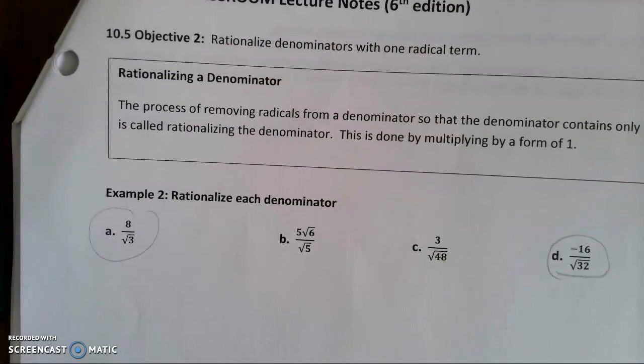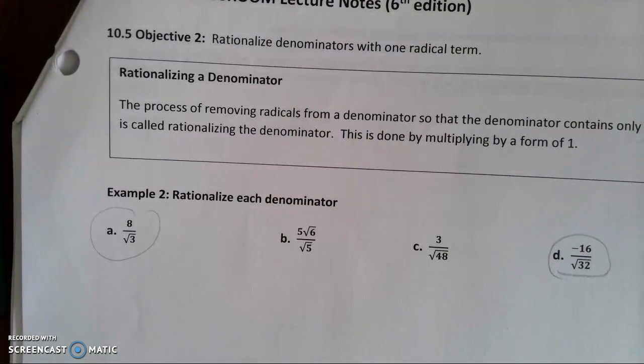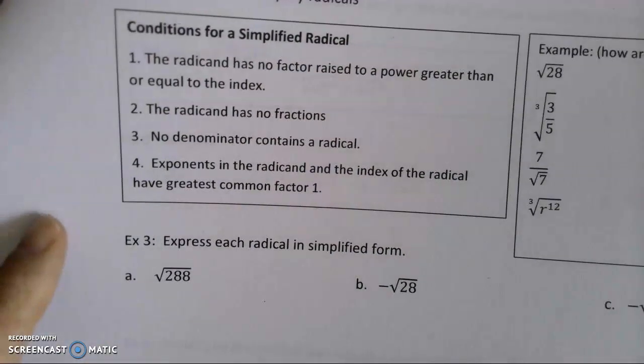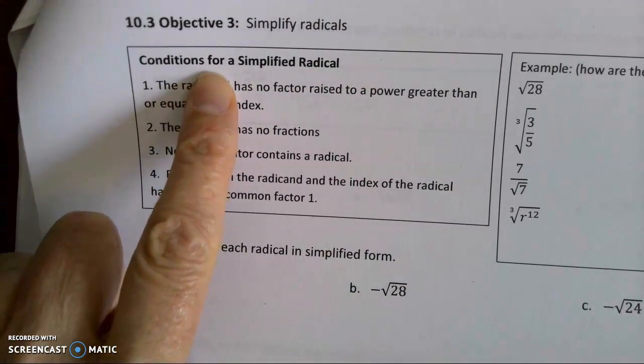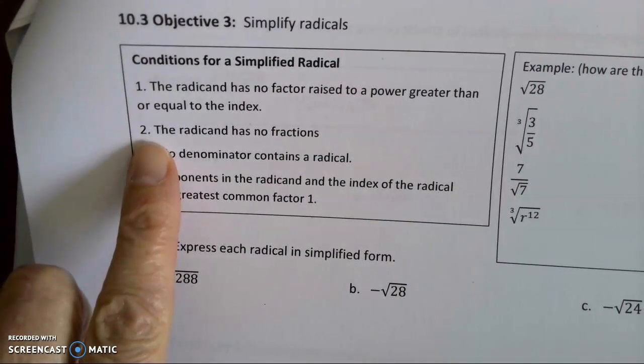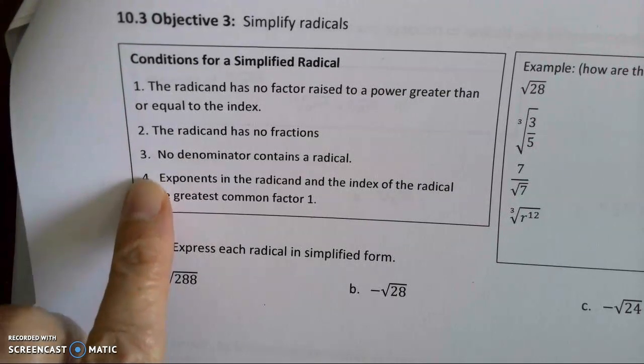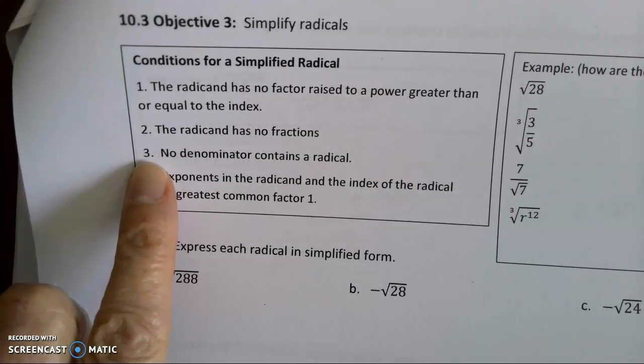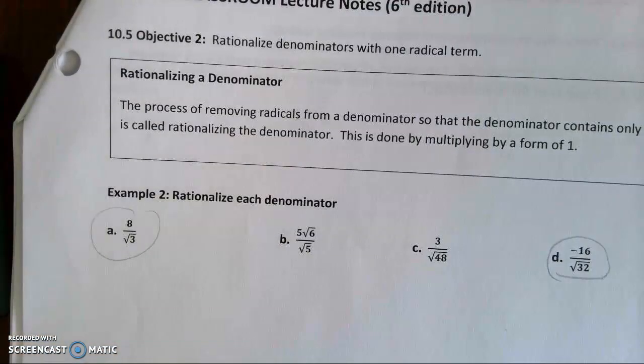Hi, this is section 10.5, objective 2, rationalizing denominators with one term. Let me go back on why we have to do this, from something in 10.3. In 10.3, we talked about conditions for simplified radical form, and number 2 says a radicand has no fractions, and you cannot have a denominator as a radical. So that's why we have to do this.